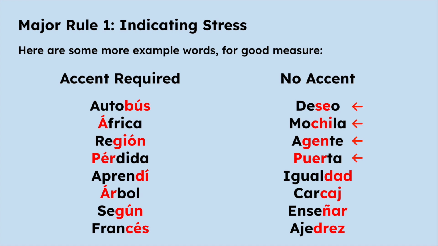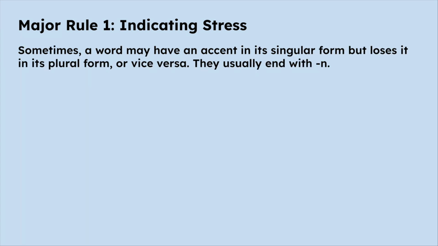Now for these words, the first four all end with a vowel, and the stress does fall on the second to last syllable, so no accent is needed. And for these, it's any other consonant, and the stress falls on the last syllable as expected, so no accent is required. Now, sometimes a word might have an accent in its singular form but lose it in its plural form, or vice versa. They usually end with N.